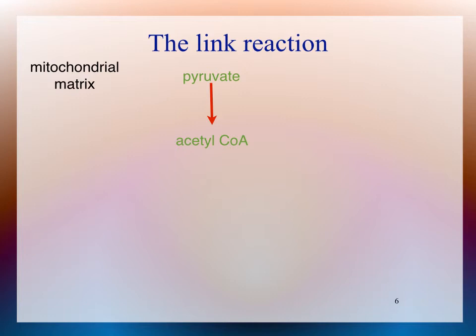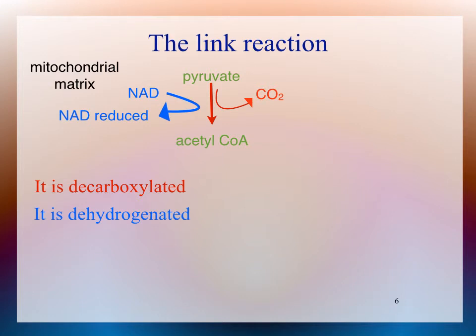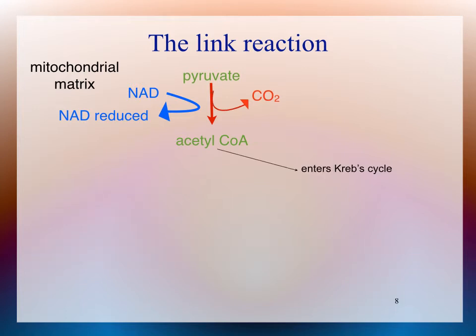You have pyruvate being converted into acetyl coenzyme A. So first of all, it's decarboxylated, where carbon dioxide molecule is removed, and then it's dehydrogenated, where hydrogen's removed. Where does that hydrogen go? The NAD will pick up the hydrogen, and so the NAD becomes reduced. Then the acetyl group combines with coenzyme A to give acetyl coenzyme A. So the acetyl group is a 2-carbon molecule, and it's going to combine with a cofactor called coenzyme A. The acetyl coenzyme A is then going to enter the Krebs cycle.